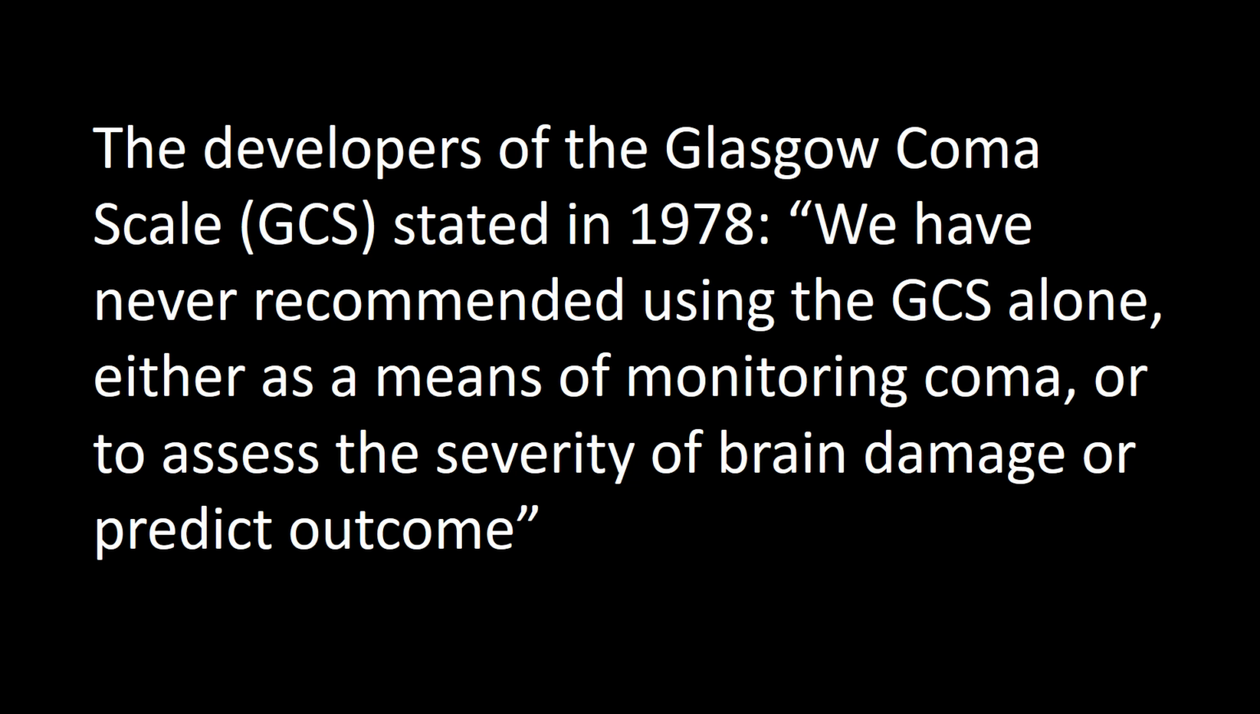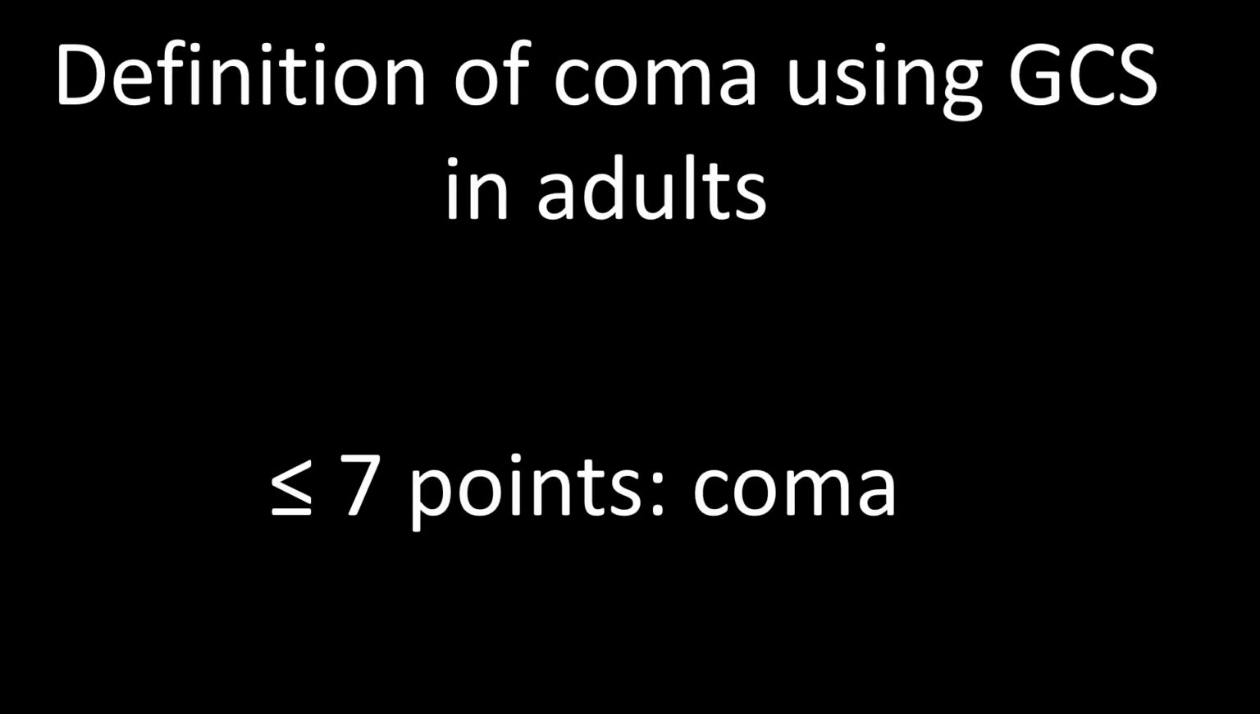As a matter of fact, the developers of the Glasgow Coma scale stated in 1978, "We have never recommended using the Glasgow Coma scale alone, either as a means of monitoring coma or to assess the severity of brain damage or predict outcome." Yet, despite this warning, in the right clinical setting, a Glasgow Coma scale score of 7 points or less is believed to be consistent with coma by most adult neurologists.